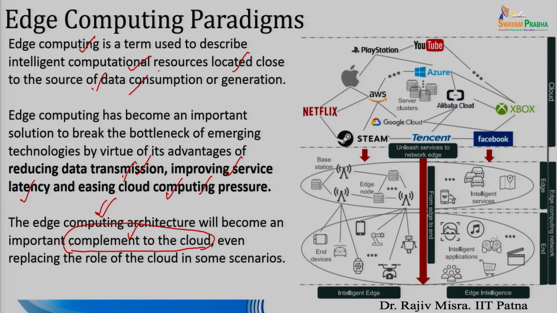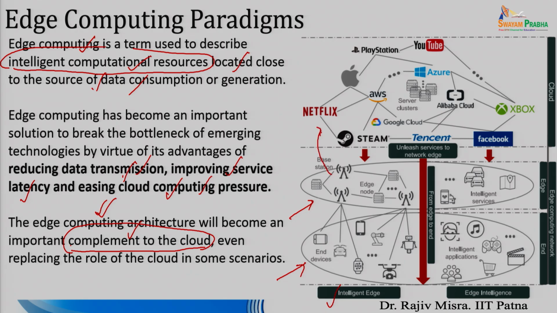Here you can see the distinction shown in this particular slide, that you have two types of things. One is called intelligent edge. When you say intelligent edge, that means you are going to provide the intelligent computational resources. Here the end devices will get intelligent computational resources either served from very close by, located edge nodes, or if it requires more such resources, then it can even depend upon the cloud.